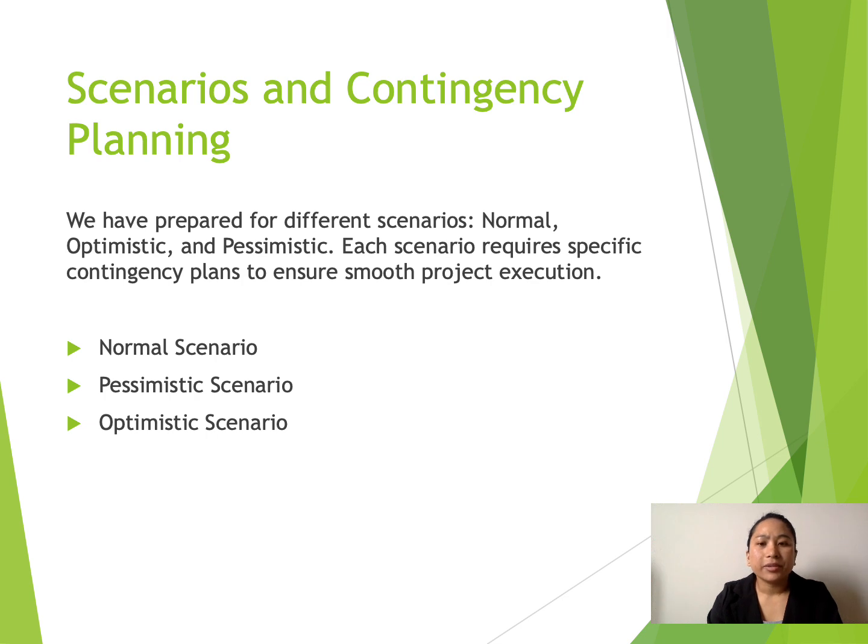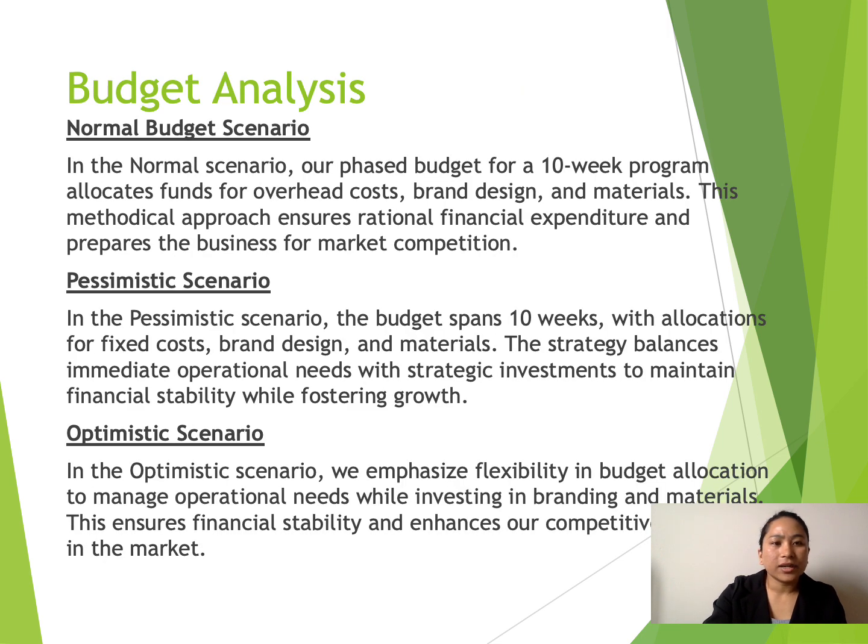We use normal, optimistic, and pessimistic scenarios to anticipate outcomes and develop contingency plans. A normal scenario assumes resources are provided as planned, achieving milestones on time and within budget. A pessimistic scenario considers delays, supply chain disruption, or lower demand. Planning for those scenarios helps us stay prepared and adaptable. And this one is budget analysis. In the budget analysis, we will talk about the normal budget scenario, and the pessimistic and optimistic scenarios.